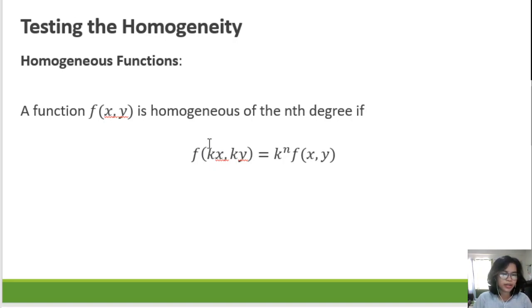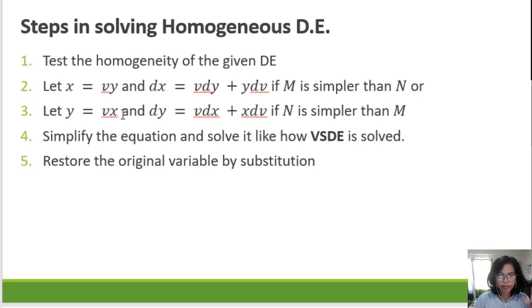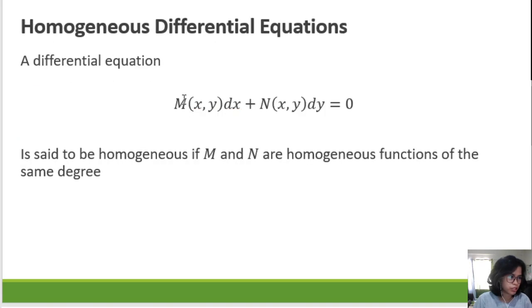Given that we have found out that the differential equation has functions M and N which are both homogeneous functions of the same degree, what would be the next step to solve for the solution of that homogeneous differential equation? We have here the steps in solving homogeneous differential equations. First, you test the homogeneity of the given differential equation, which was discussed a while ago. And after that, let's go back first to the differential equation of this form.